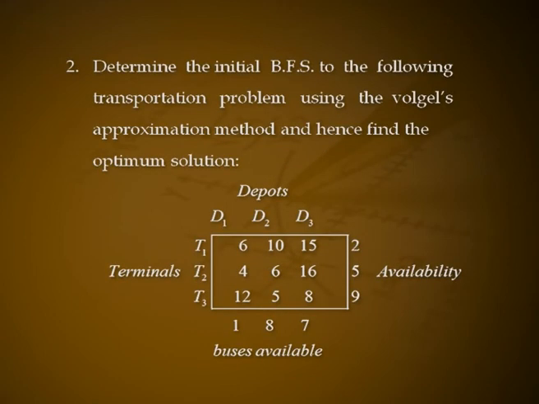Number 2. Determine the initial basic feasible solution to the following transportation problem using Vogel's approximation method and hence find the optimum solution. Depots D1, D2 and D3, terminals T1, T2 and T3. The transportation costs from T1 are 6, 10 and 15, from T2 are 4, 6, 16, and from T3 are 12, 5 and 8. The availability at the terminals are 2, 5, 9 and buses available for the depots are 1, 8, 7.